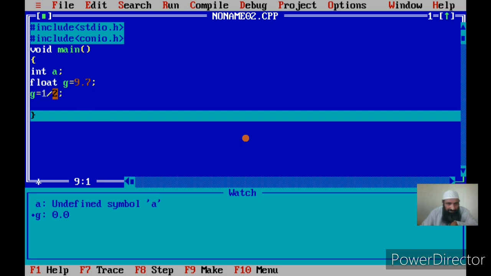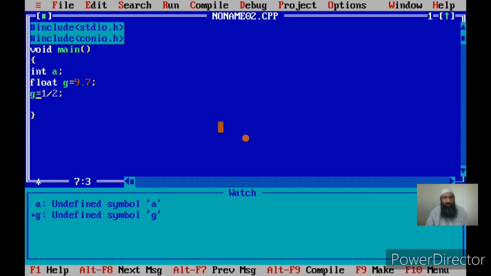Because whenever the operation is performed, the C compiler examines the data type of both operands. One operand is 1, one operand is 2. 1 is an integer constant and 2 is an integer constant. So the data type of 1 is integer, the data type of 2 is integer. So integer by integer is integer. Instead of getting the result as 0.5, which is a decimal value, you get a value 0, and this is what happens.